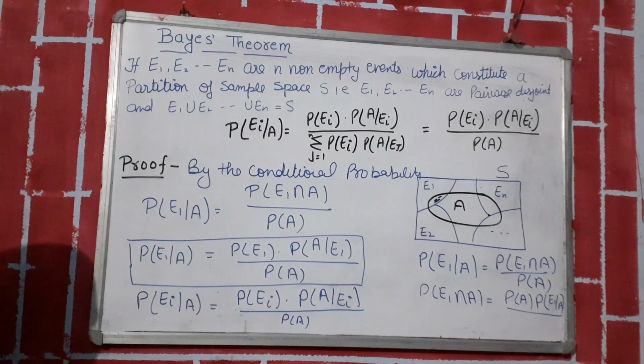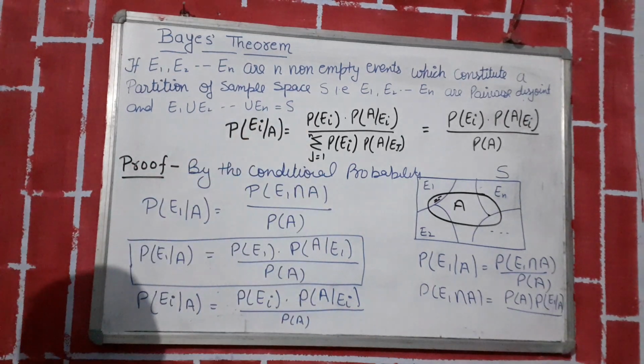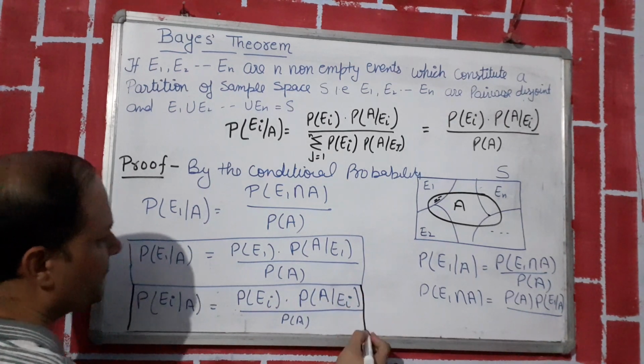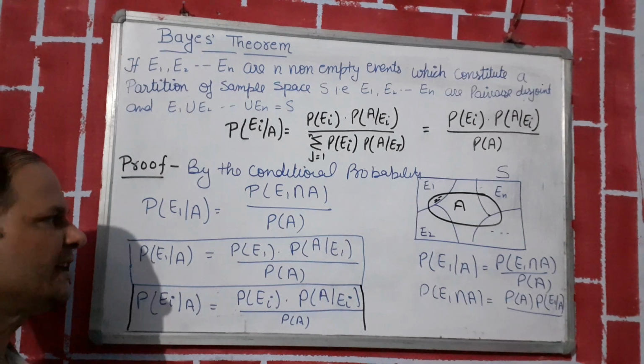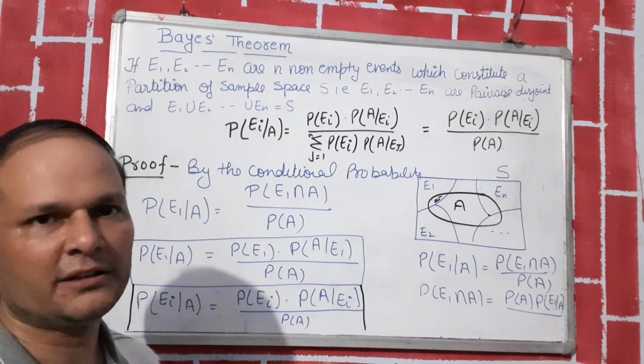So this is the proof of this formula of Bayes theorem. Now we can see that in a very easy way we can solve it. Hence proved. This is the formula for Bayes theorem. So with the help of this formula of Bayes theorem, we will solve the questions. Okay, thank you all of you.